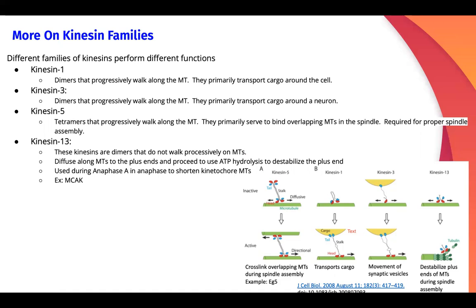And then you have kinesin 13. So these do not walk on the microtubules like the other ones. An example of this was MCAK, which is all caps, MCAK, and cell division. So they can walk in either direction and they destabilize the plus ends of microtubules. Kinesin 13s use ATP to pluck off tubulin monomers.